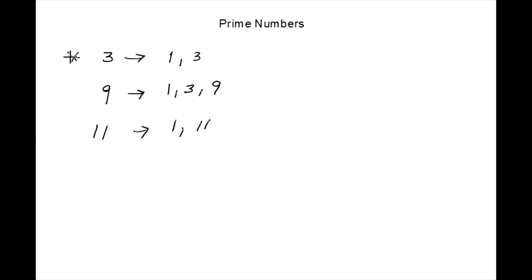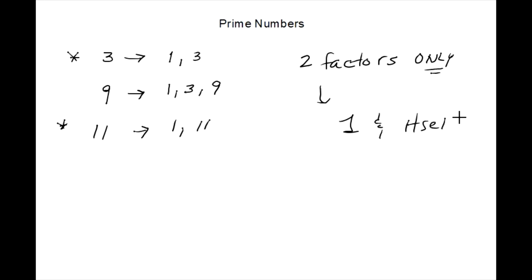Now, these two numbers have something in particular in common. They have 2 factors only. And in fact, those factors are very particular and very specific. Those factors are 1 and itself. Itself meaning the number itself. So you will notice here is 1 and 3. See? 1 and the number itself. Here is 1 and 11, the number itself. Those are called prime numbers. Prime numbers are numbers which have two factors only, 1 and itself.